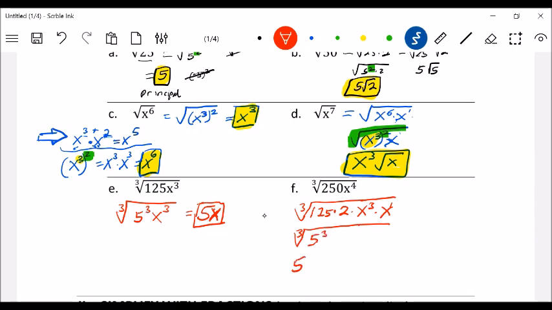So in the next part, we'll just take the 5 out. But we still have a 2 here. We have this x cubed and that x cubed. So we're going to be able to remove that x in just a moment. And that x stays in there. So we're going to have 5x, and inside the square root, the 2 and the x remain.